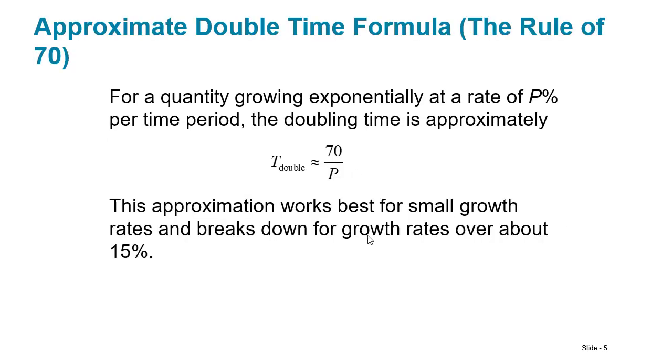Now, if that math seems difficult, and it really isn't, but I don't think it was presented in the easiest way, there's an approximate rule of 70. For a quantity growing exponentially at a rate of p percent, so 10%, 7%, 3%, 20%, whatever it happens to be, the doubling time is approximately 70 divided by p. This approximation works best for small growth rates. It breaks down for growth rates over 15%. So again, it only works for things of about 15% and smaller.